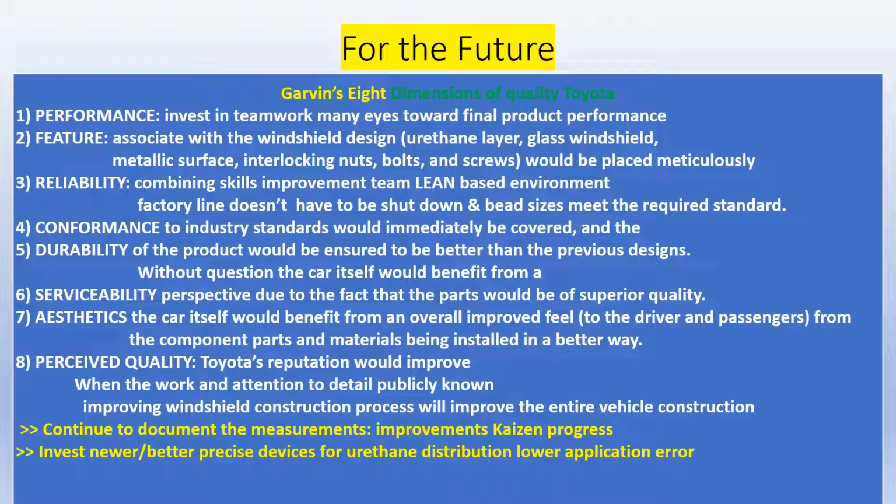Perceived quality: Toyota's reputation would improve when the work and attention to detail are publicly known. Improving the windshield construction process would improve the entire vehicle construction from the perspective of the buyer. So to sum it all up, continue to document the measurements, improvements, and Kaizen process, and invest in newer, better, precise devices for urethane distribution to lower application error.